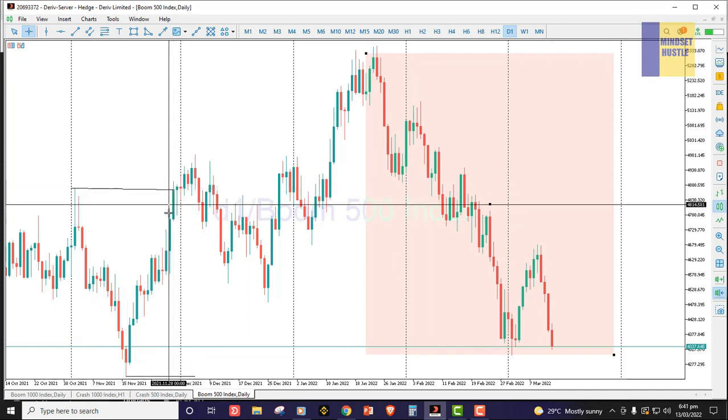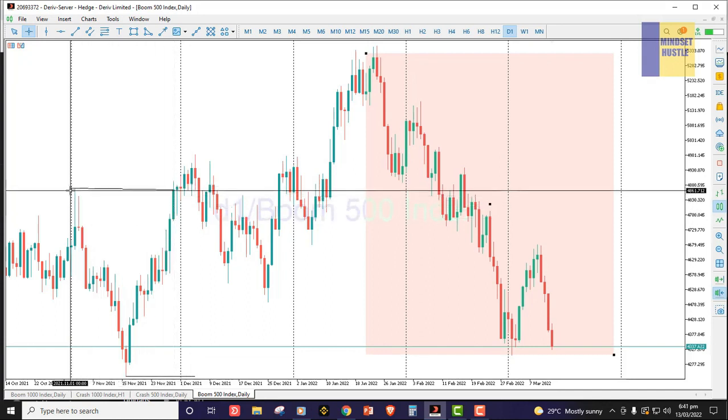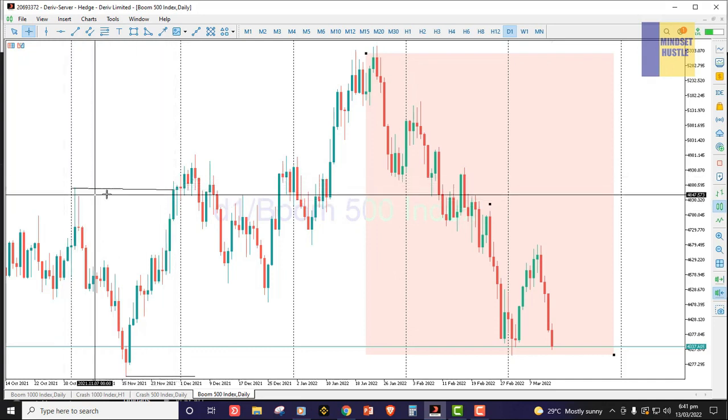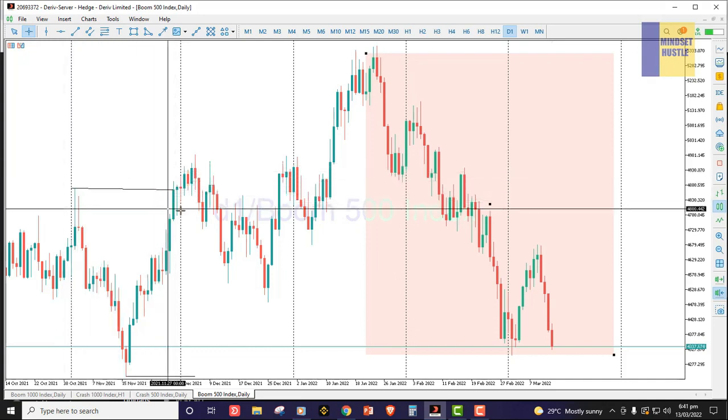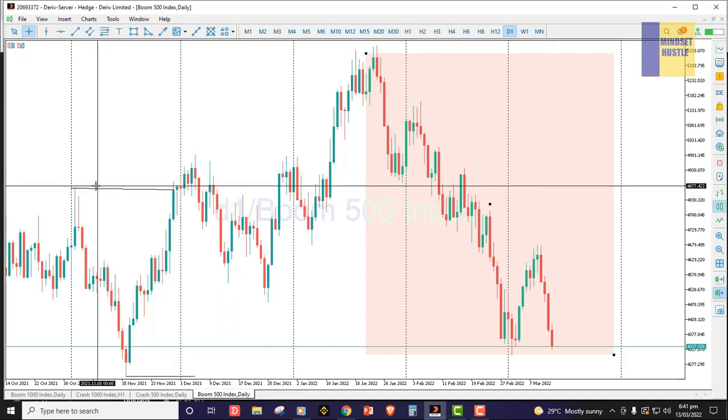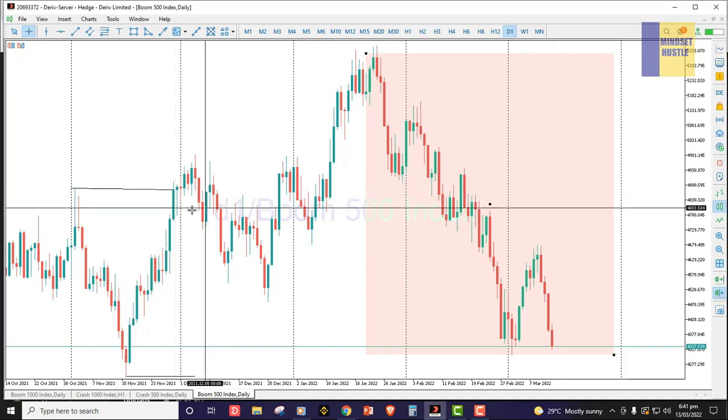So not this candle, not this big candle, because this candle only wiped liquidity. The wick here just wiped this liquidity, so we don't call it a structural break if it occurs like that. But this one closed above this area, so that is a structural break.